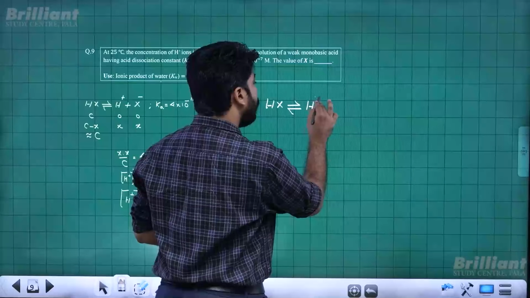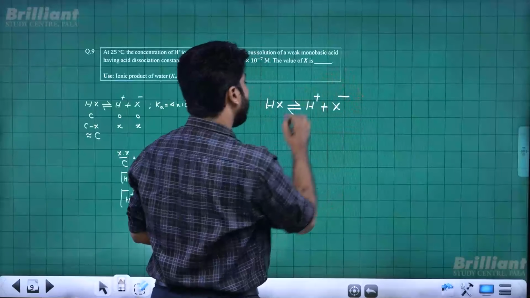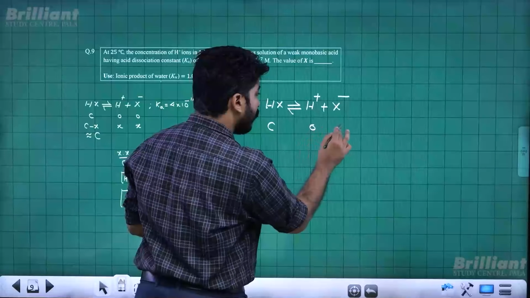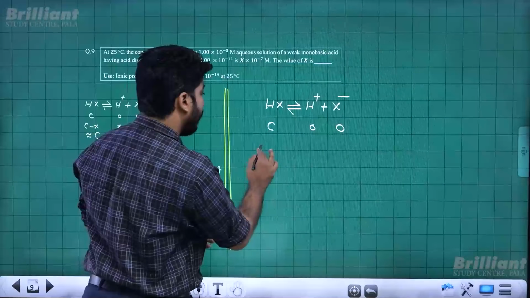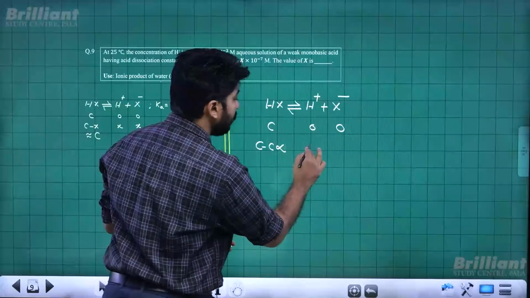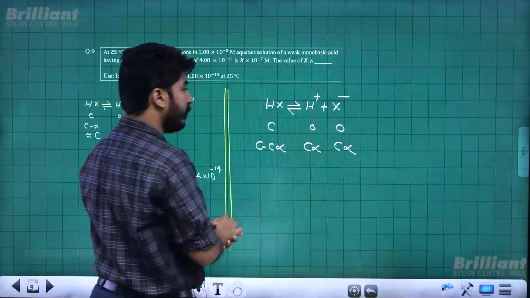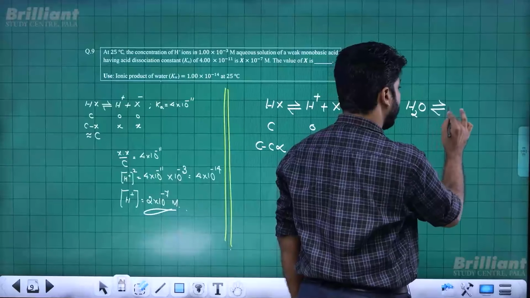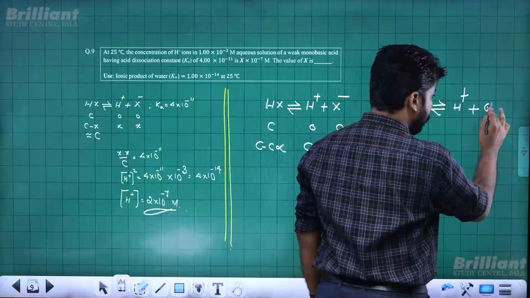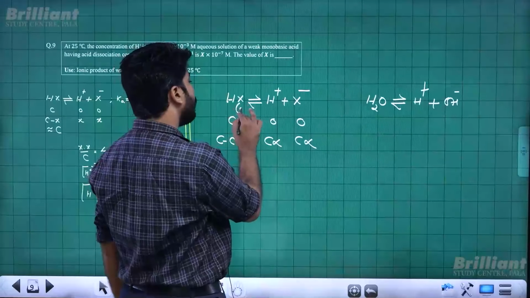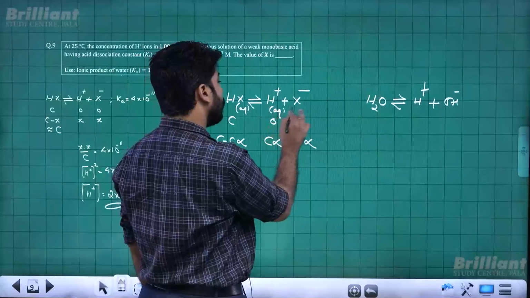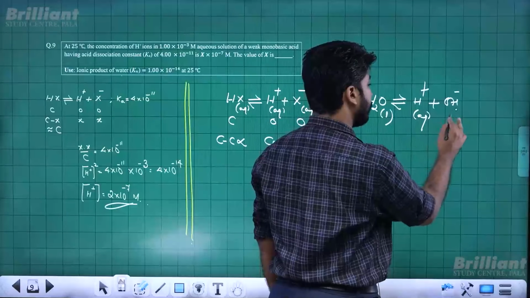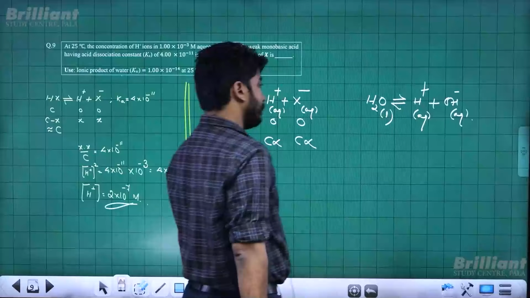HX dissociating to form H plus and X minus. Initially it was C concentration and 0 was the initial concentration of H plus, and C minus C alpha, C alpha are the equilibrium concentrations. But at the same time H2O is also dissociated in an equilibrium. Okay, so these are aqueous species. H2O is liquid, let's consider it pure, and those are aqueous species.